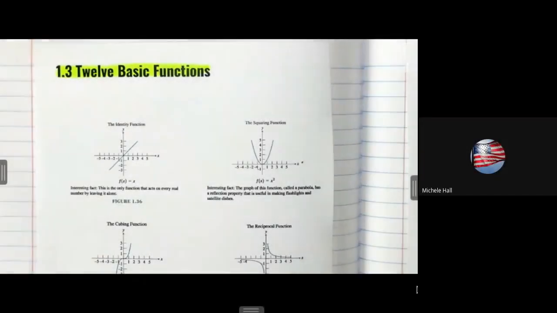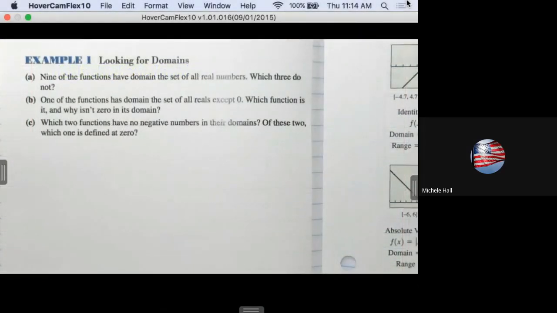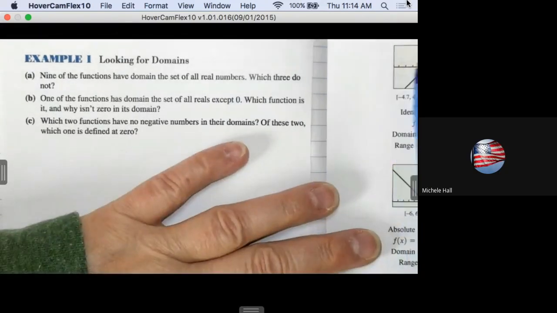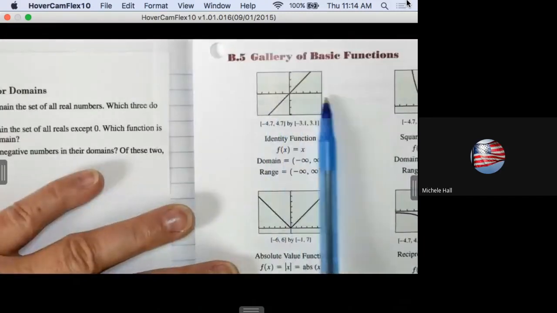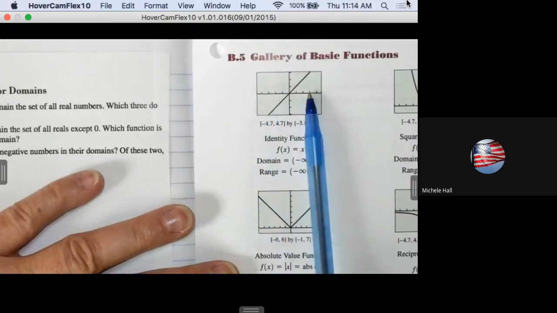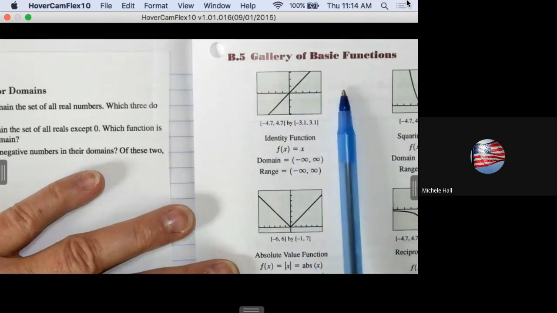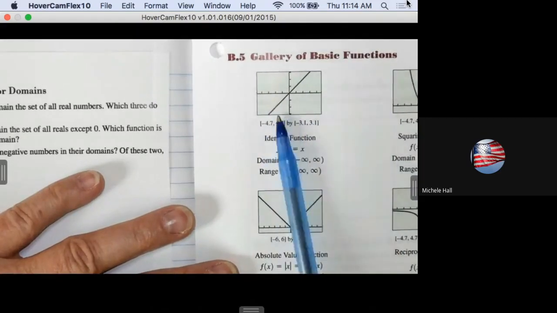All right, so we're looking at the 12 basic functions. A says 9 of the functions have domain, the set of all real numbers. Which 3 do not? So we have 9 functions that have a real domain. Domain has to do with which variable? X. So if I go like this and I'm looking at it, I can see that all the X values are there. If I went over here, it would be there. If I went to infinity, it would still be there. So that one's all real.